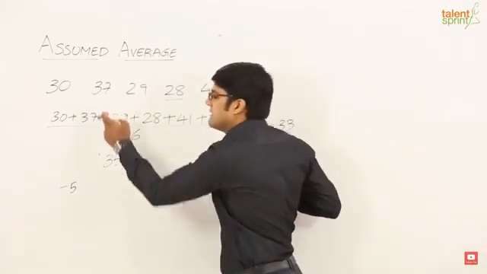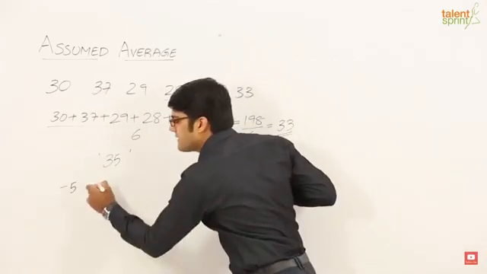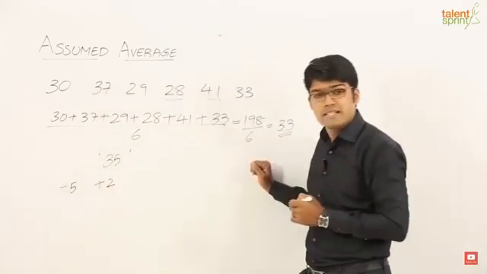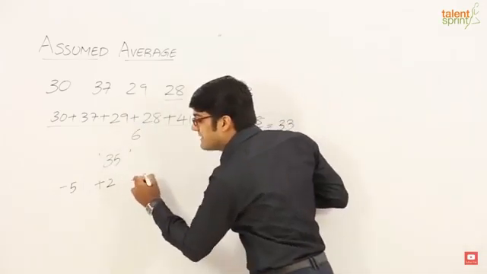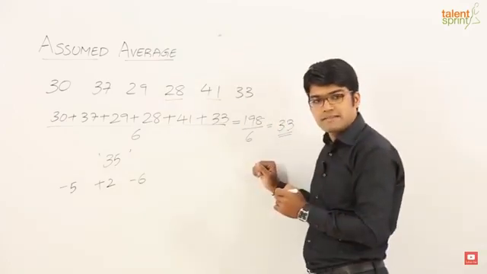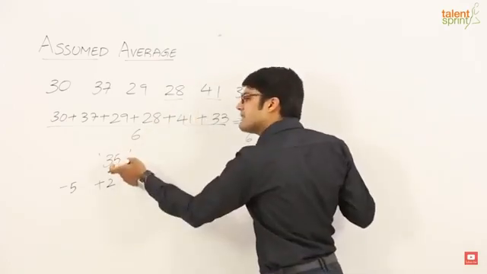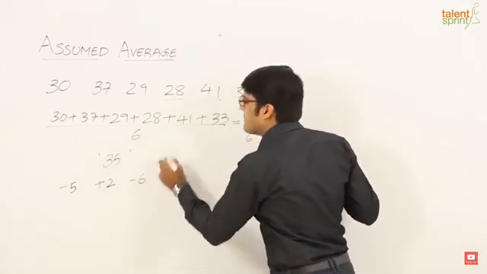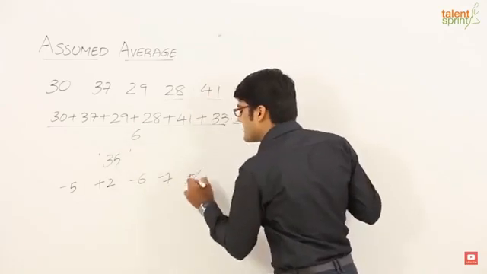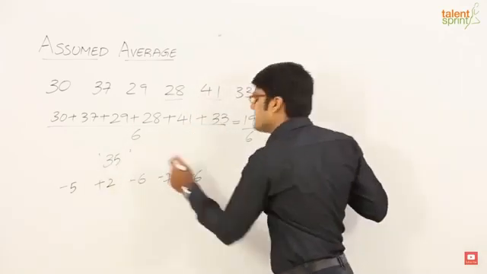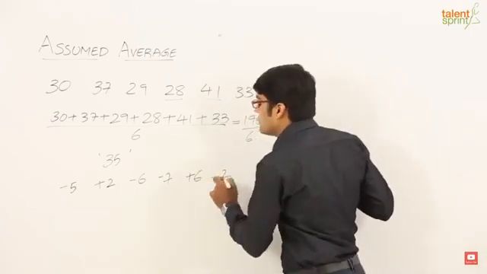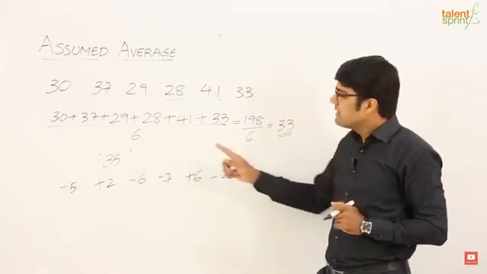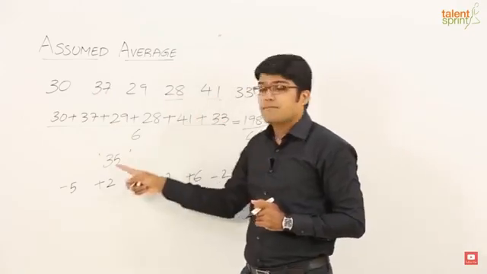Now look at 37. 37 is 2 more than 35, right? 2 more than the assumed average. So 37 is plus 2. And then 29. 29 is 6 less than 35. So we get minus 6, alright? And 28 is 35 minus 7. 41 is 35 plus 6. And 33 is 35 minus 2. Alright, so these are the deviations of the given values with respect to the assumed average.